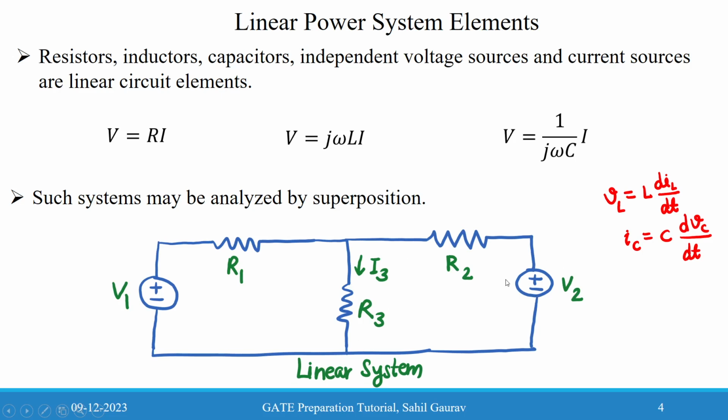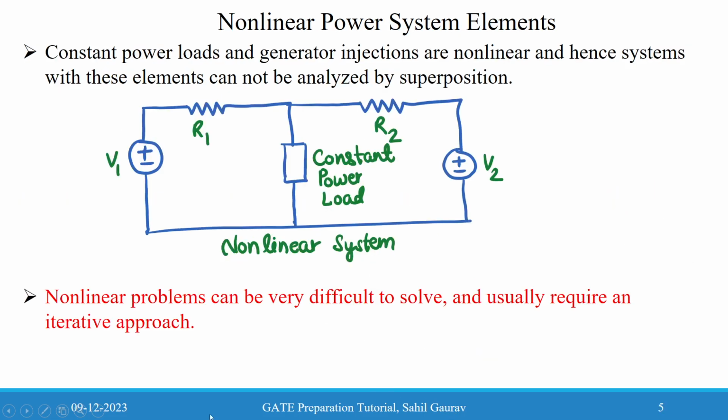the current source from which this resistor is drawing the power from the voltage source V2. So from there we can find the current through R3, and by adding both of these we get the final current that is flowing through R3. Now suppose in the place of this resistor we assume a constant power load. So that becomes a nonlinear system.